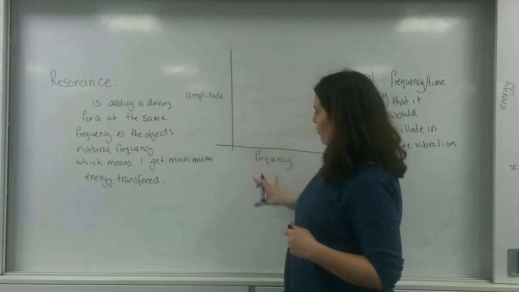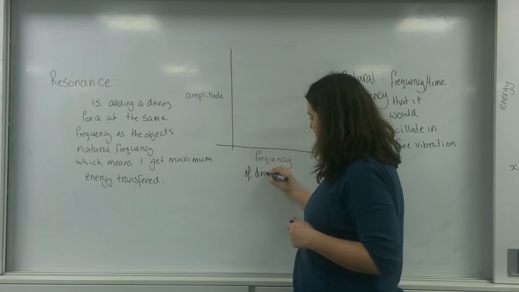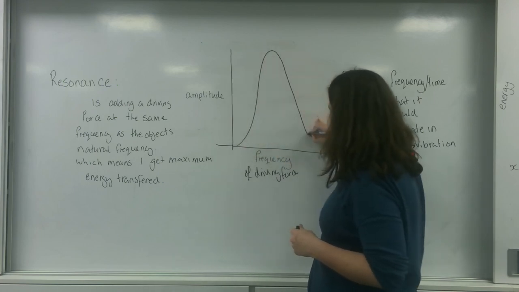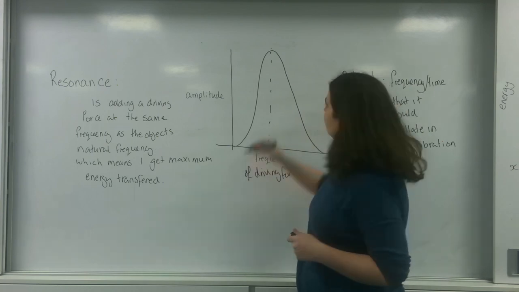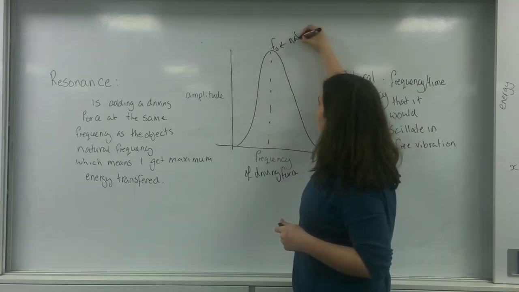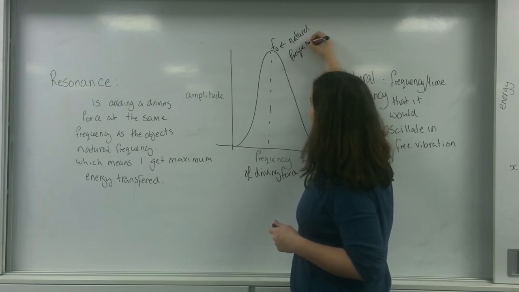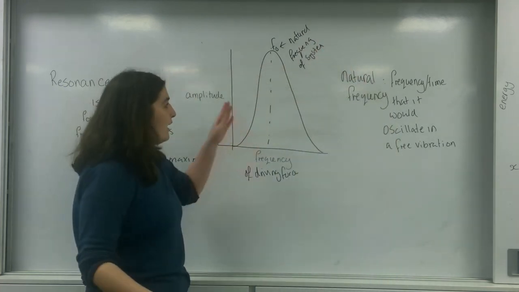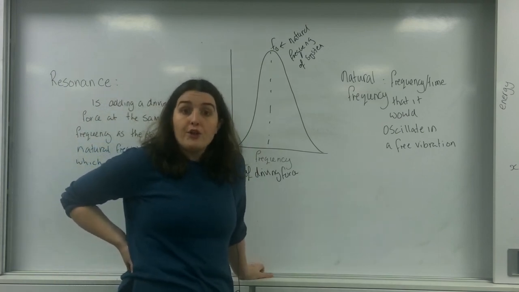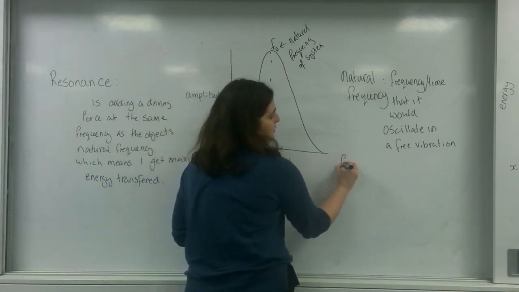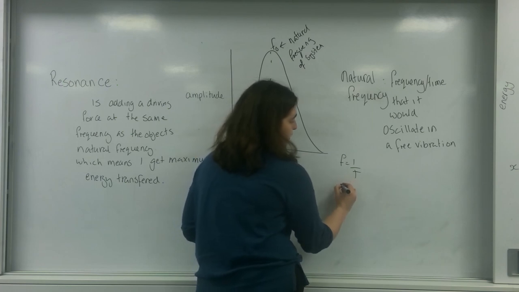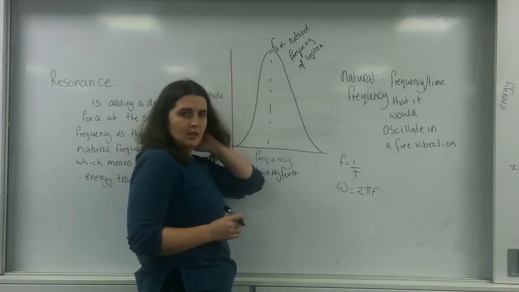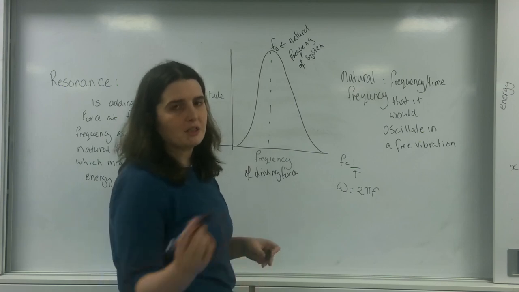And what this means is that if I plotted a graph between the frequency of the driving force and the amplitude of my object, I would get a graph that looked like this, where this peak here is my f0, or the natural frequency of the system. From that, of course, you could work out the time period using frequency as 1 over time, or you could work out omega using 2 pi f. Which means if you knew the value of that amplitude, you could work out the maximum velocity and the maximum acceleration.